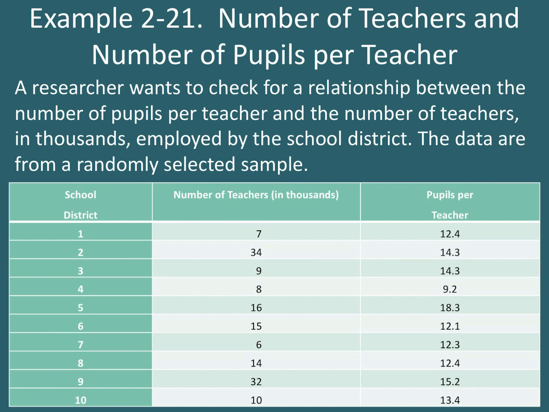Another example, the number of teachers and the number of pupils per teacher. A researcher wanted to check for a relationship between the number of pupils per teacher and the number of teachers. The data from a randomly selected sample is listed below. Once again, we simply just plot the points, and I will go in order from 1 to 10.